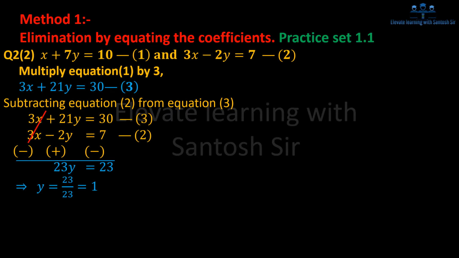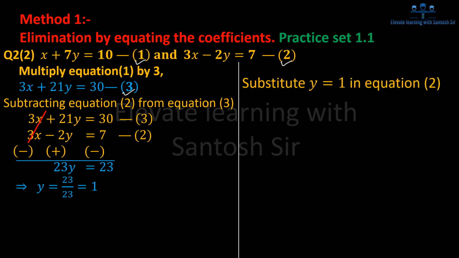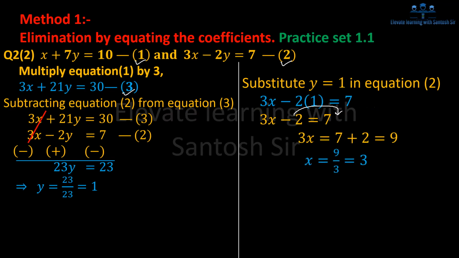Now we got the value of y as 1. We can use this value in any one of equation 1, 2 or 3. I'm putting y is equal to 1 in equation 2. Now 3x minus 2 into 1 is equal to 7. We know that 2 ones are 2. I'll get 3x minus 2 is equal to 7. If I take minus 2 to the other side, I get 3x is equal to 9. Then x becomes 9 upon 3, which is equal to 3. So x comma y is equal to 3 comma 1 is the solution.